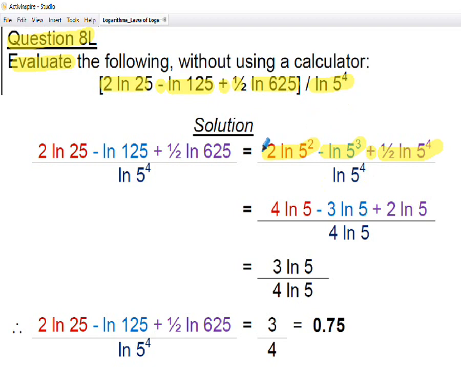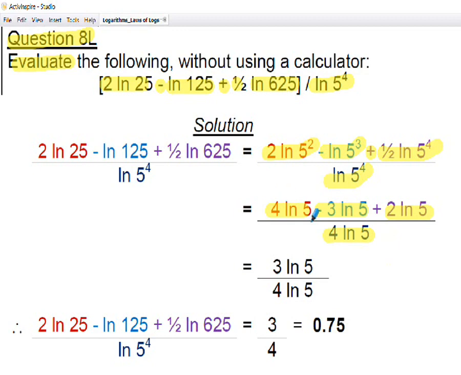On the bottom I've got ln 5 to the 4. Using the third law of logarithms now, I can write this as 2 times 2 is 4 ln 5, take away 3 times ln 5, and here 2 times ln 5. Notice the half times the 4 gives me the 2, so it's plus 2 ln 5. All divided by, on the bottom, 4 times ln 5.